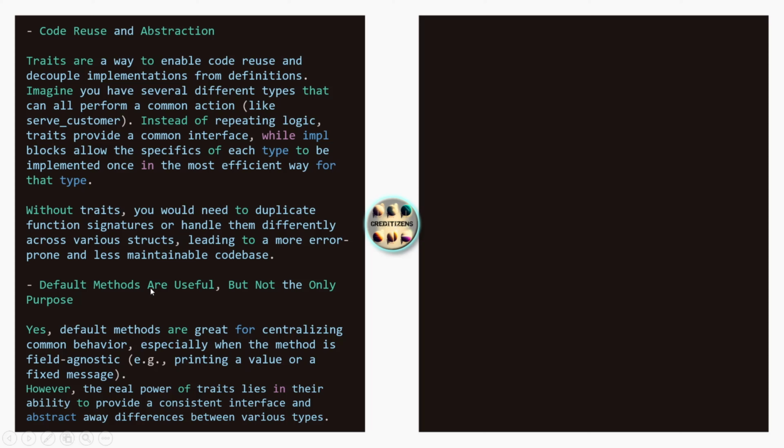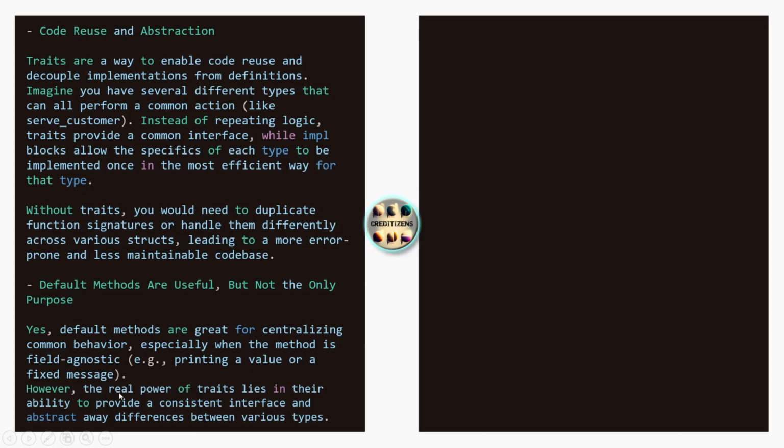So default methods are useful, but not the only purpose. The default side, that's the function in which in the trait you can be defining the logic of the function, what is inside. So yes, default methods are great for centralizing common behavior, especially when the method is field agnostic, printing a value or a fixed message. So that's what we used it for.